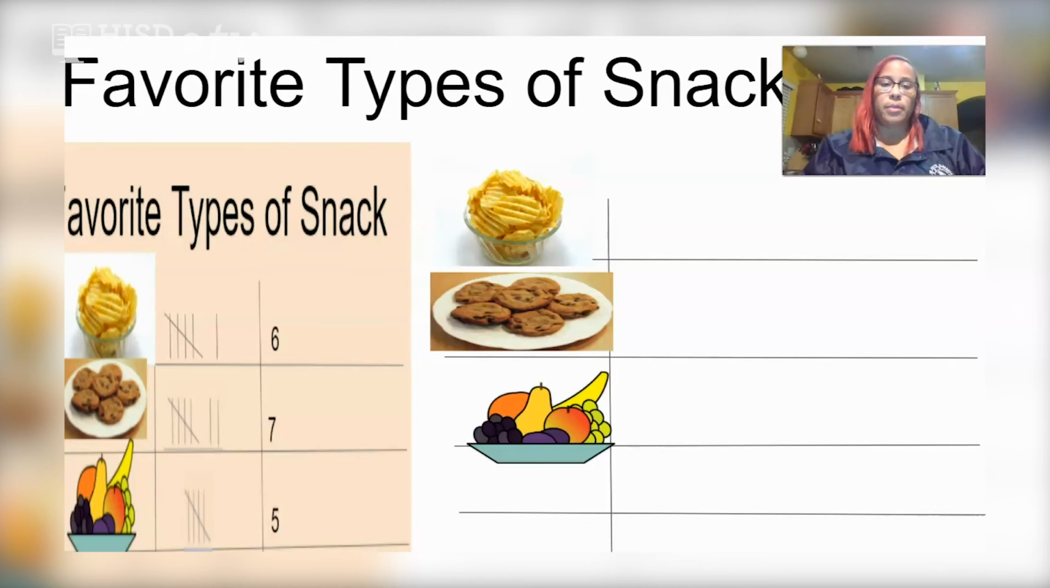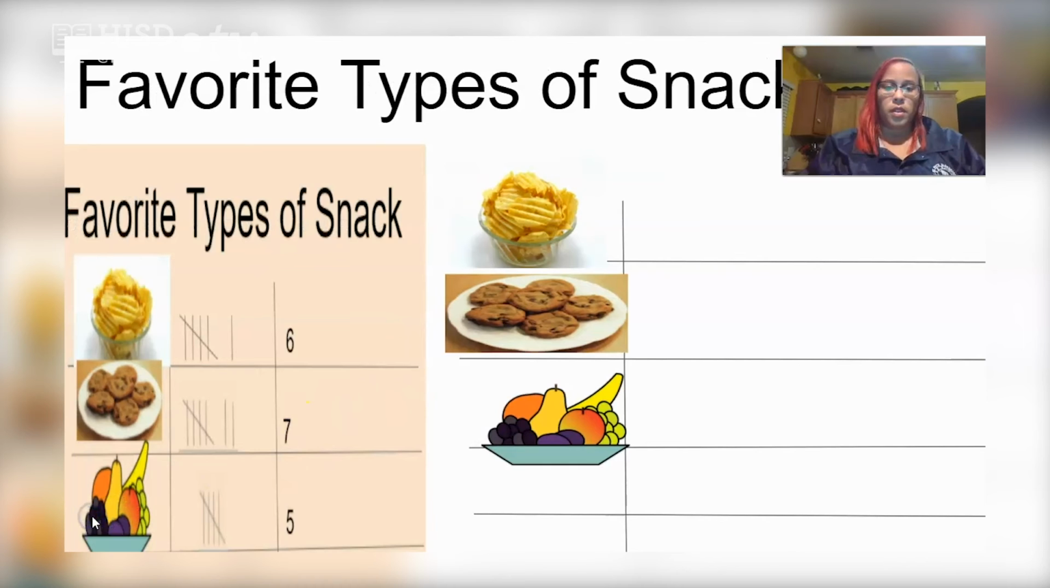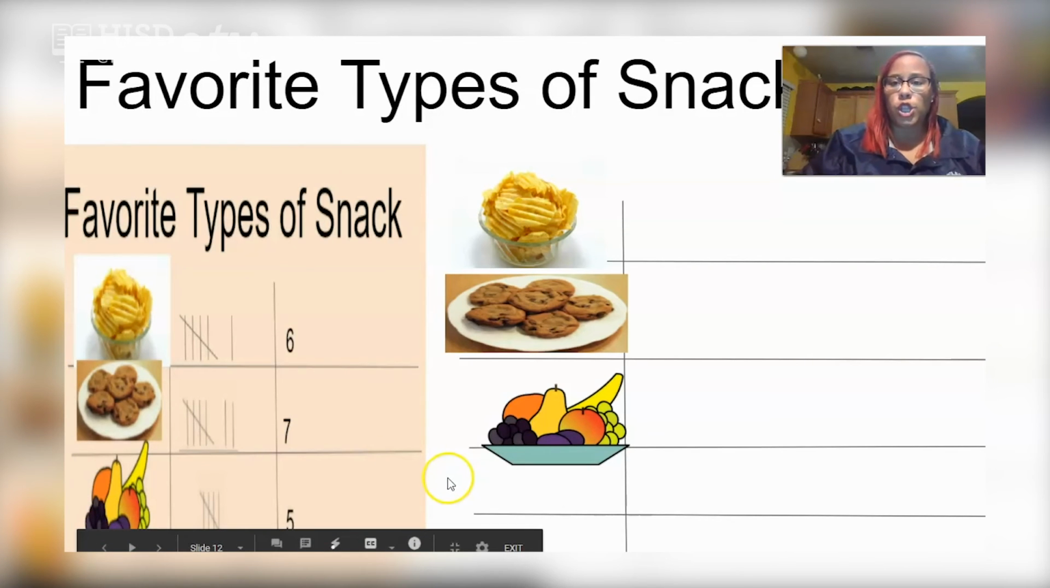So I need to be able to represent 6 people wanted chips, 7 people chose cookies, and 5 people chose fruit. So I'm going to use a symbol to represent the number of people that chose each one.